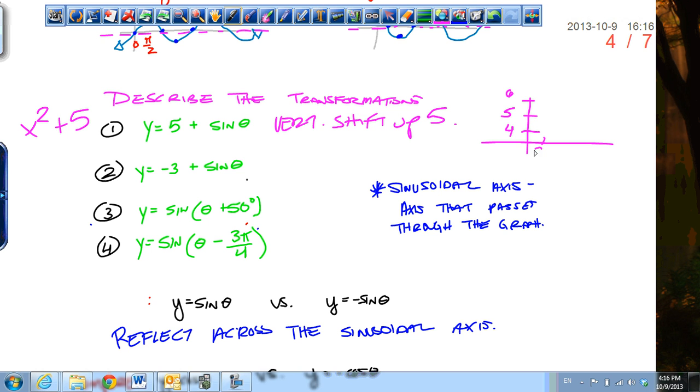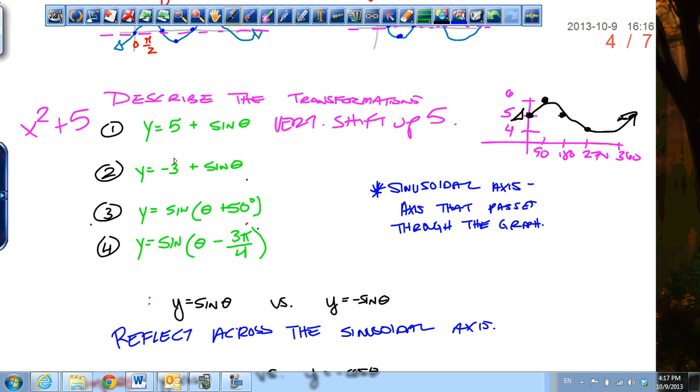And then every 90 degrees we have a new point. So I start off here at 5, then 90, then 180, 270, 360. And boom. So that's it. That's all we're doing today.